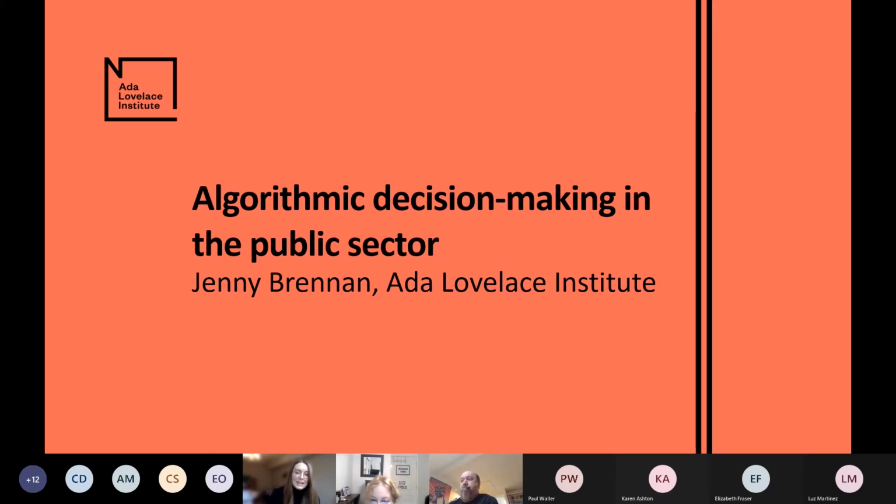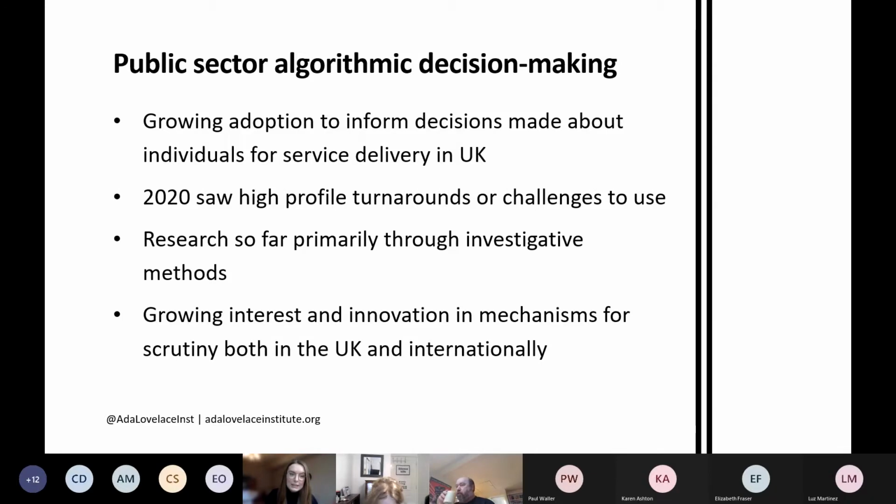So particularly today, I want to draw in on our work that we've done, particularly on algorithmic decision-making in the public sector. So we've seen growing adoption of use of algorithmic decision-making systems to inform decisions made about individuals for service delivery in the UK. Now, as Peter rightly pointed out, I'm conscious that in a room of statisticians, the phrase algorithmic decision-making system may cause slight itches or uncomfortableness.